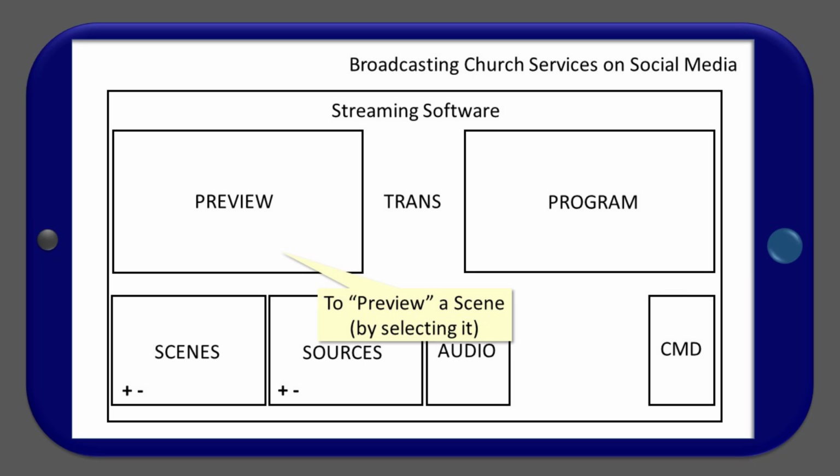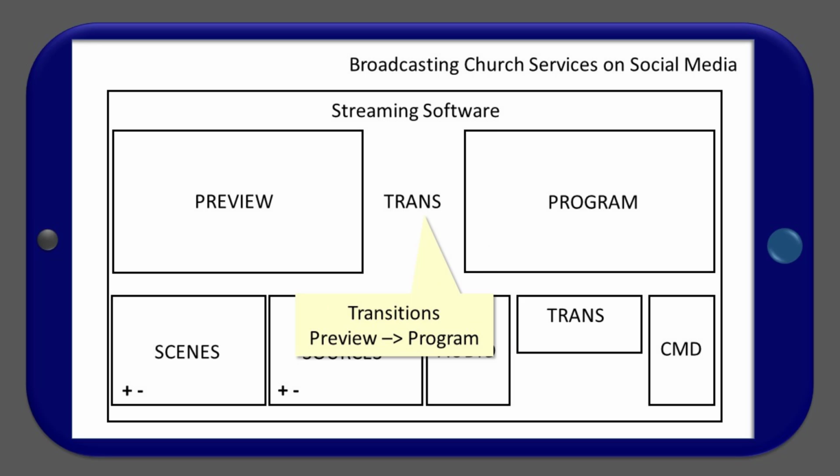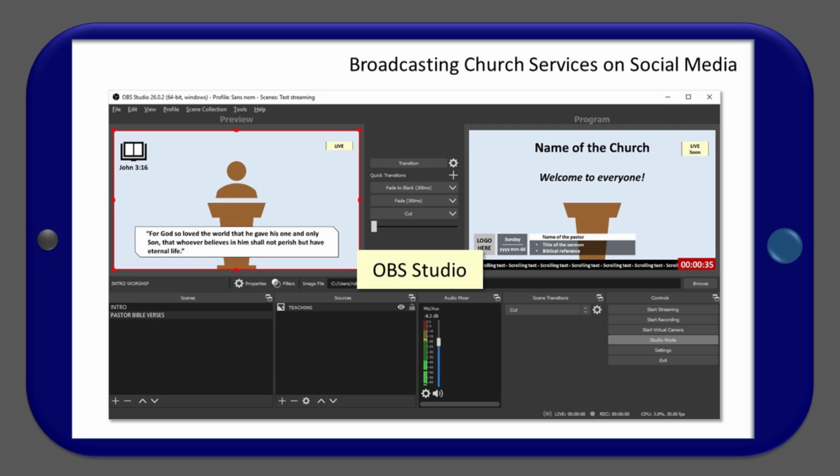To preview a scene, just select it by clicking once on it. What you see on the program window is the on-air content, as already said, and also what is to be recorded, if needed. The transition can be, as example, a straight cut or a wipe from the preview window to the program window. The software that we are using in this course is OBS Studio, a free and open source program running on Windows, Mac, and Linux.